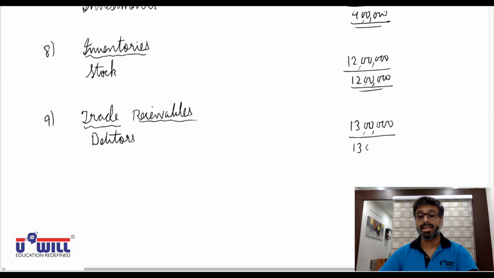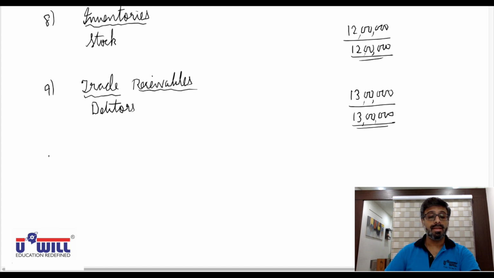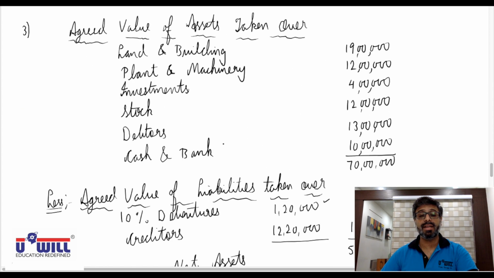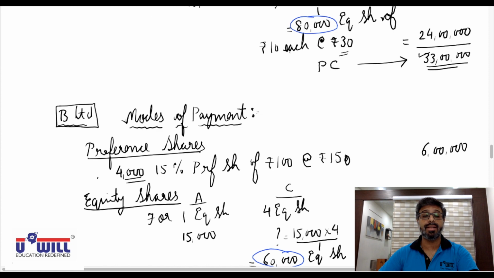Total also 13 lakhs. Then after trade receivables, we have cash and cash equivalents. Now, cash and cash equivalents, so here you have to be careful regarding the amounts.